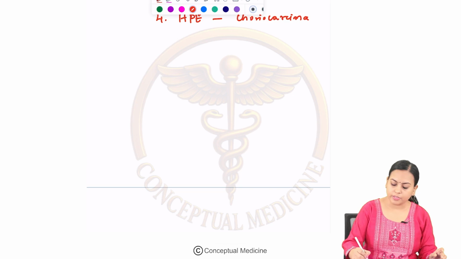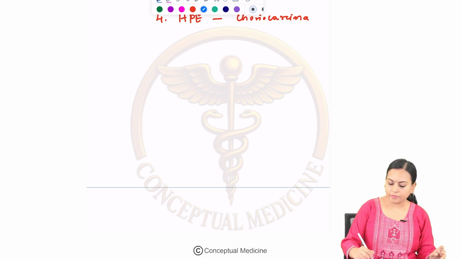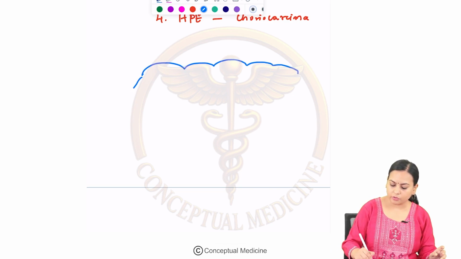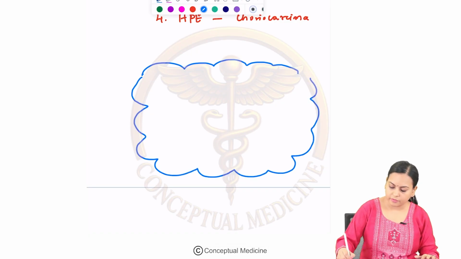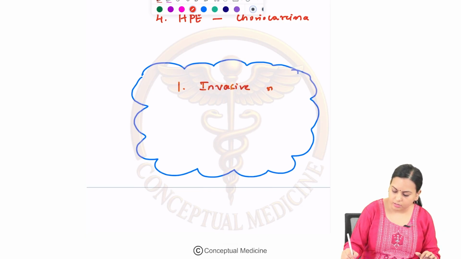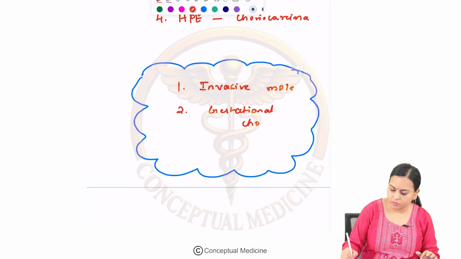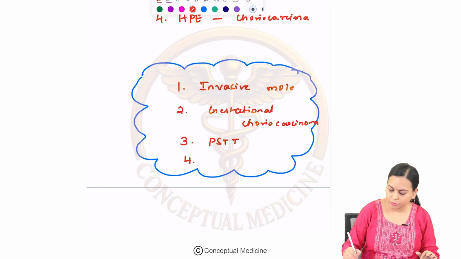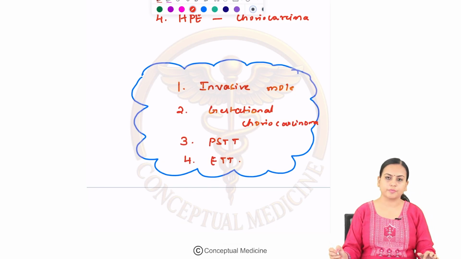So, this is all about gestational trophoblastic neoplasia, which included a group of disorders we have discussed so far. First one is invasive mole, yes. Second one is gestational choriocarcinoma. Third one is placental site trophoblastic disease or tumor, and fourth one is epithelioid trophoblastic tumor, clear?